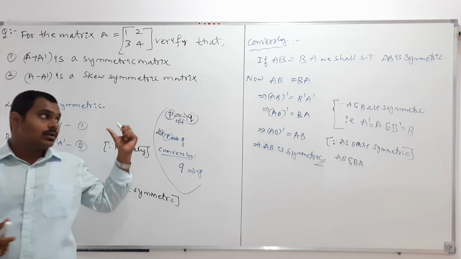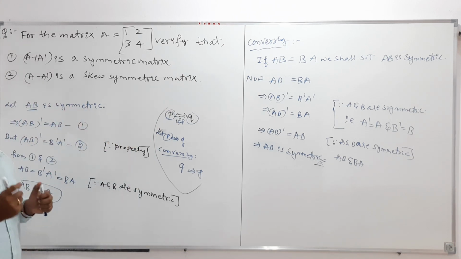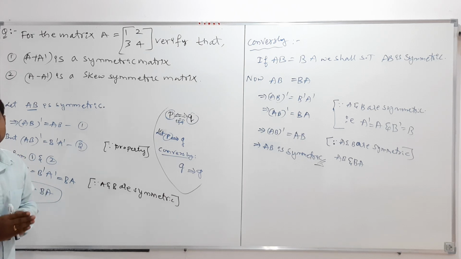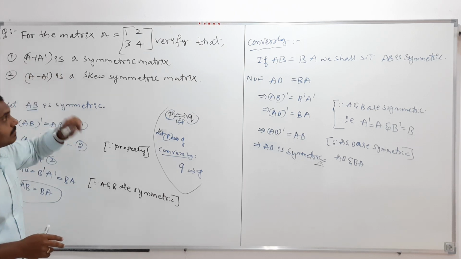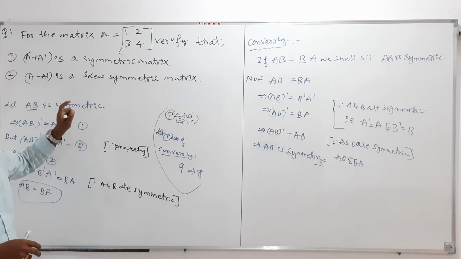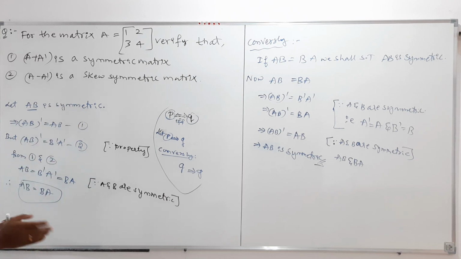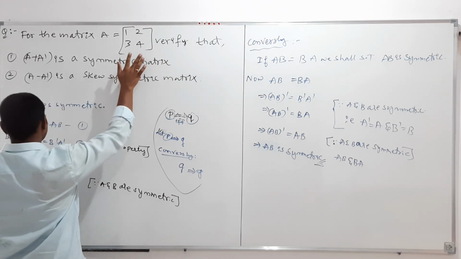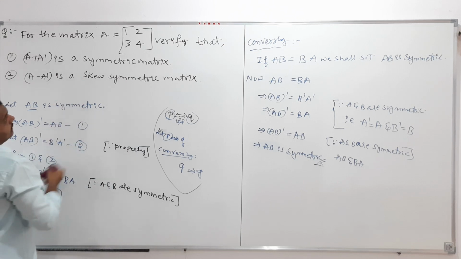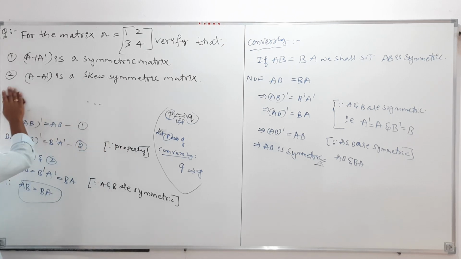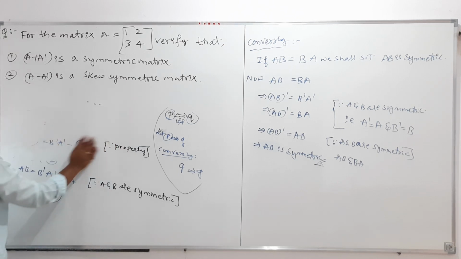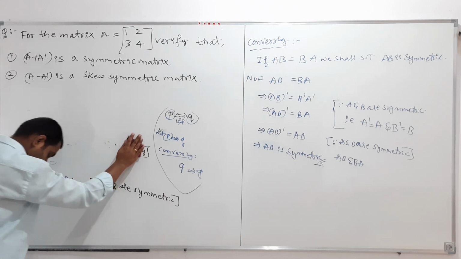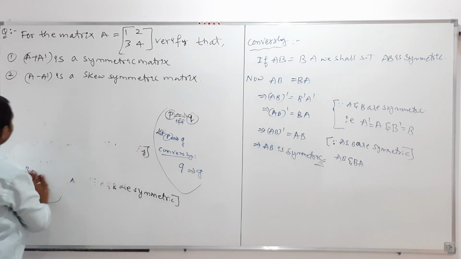So I proved this in the theory part: for any matrix A, A plus A dash is a symmetric matrix, and A minus A dash is a skew symmetric matrix. Now they have given you one example, one particular matrix, and we should show that A plus A dash is symmetric and A minus A dash is a skew symmetric matrix.